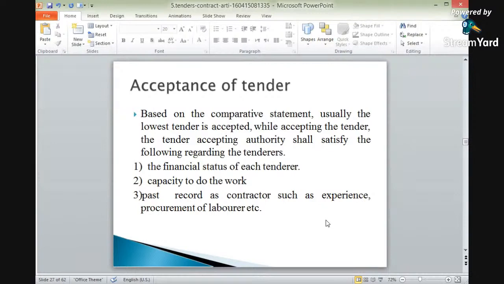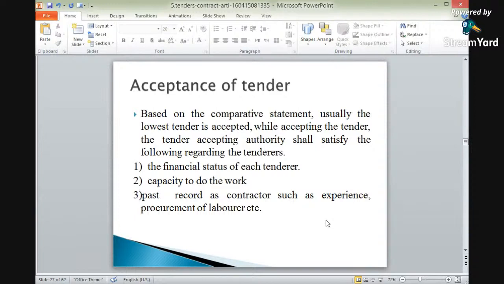Again, the next point is the capacity to do the work. Whether he is capable of doing the work, whether he will execute the work in a proper way, and whether the work will be completed in the stipulated time or not. Whether the tenderer has the manpower, equipment, tools and plants, or materials to execute the work. What is the capacity of that contractor? Capacity to do the work.